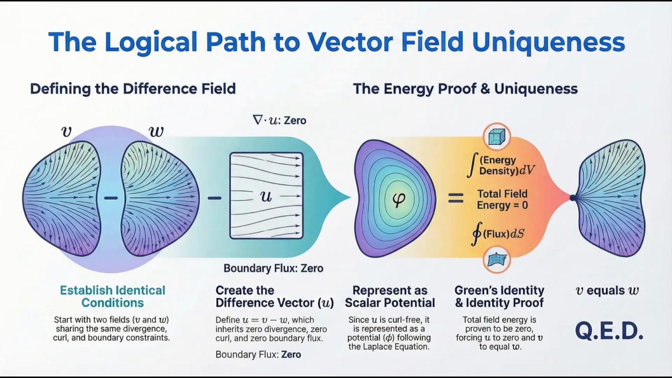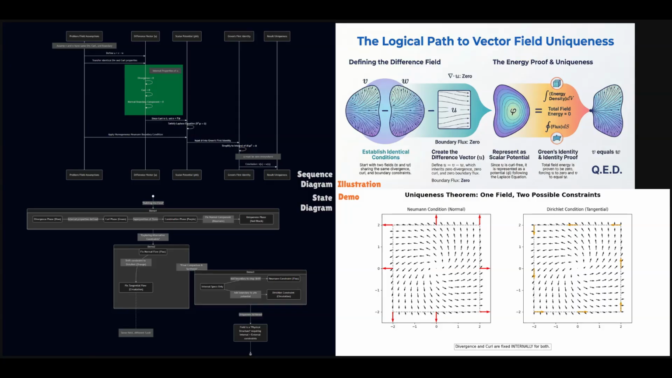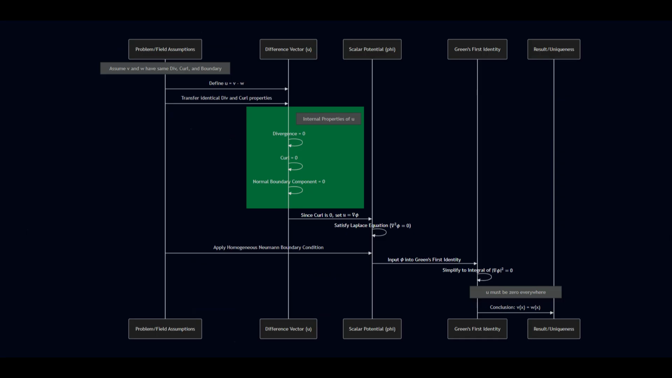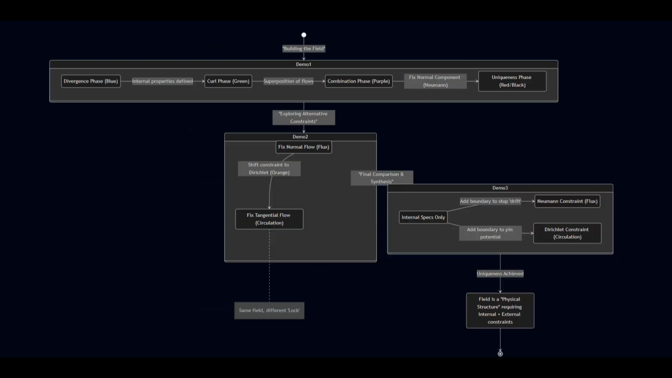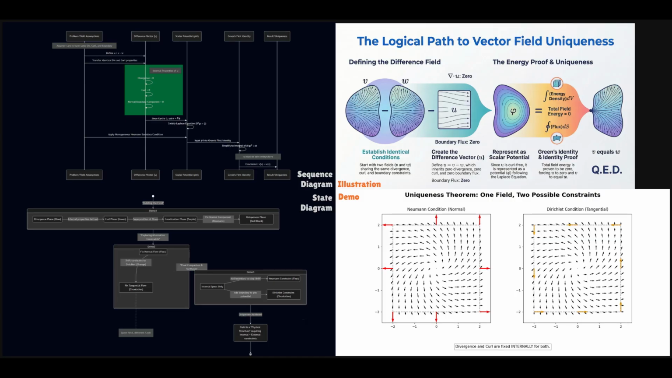The cohesive relationship. Ultimately, these three components form a complete understanding of the theorem. The derivation sheet provides the mathematical proof, the sequence diagram provides the step-by-step reasoning, and the state diagram provides the physical application. Together, they demonstrate that a vector field is a complete, physical structure that is only fully defined when its internal instructions and its external frame are both accounted for.